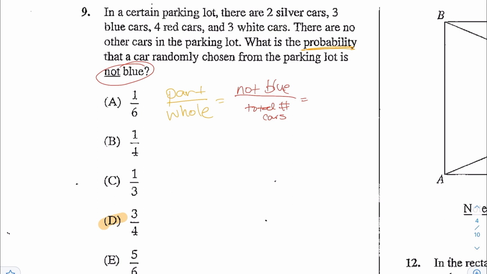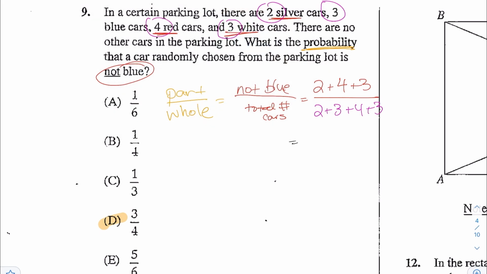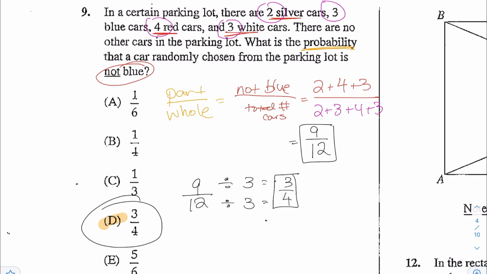So for the not blue cars, you're going to want to count the 2 silver plus the 4 red plus the 3 white. And the total is going to be everything. So you're going to have to add 2, 3, 4, and 3. So then if you add everything up in the numerator, you'll have 9. In the denominator, you'll have 12. Now you have to simplify 9 over 12. You can do that by dividing the numerator and the denominator by the greatest common factor, which is 3. That'll give you 3 over 4. And that's going to be the final answer, which is choice D.